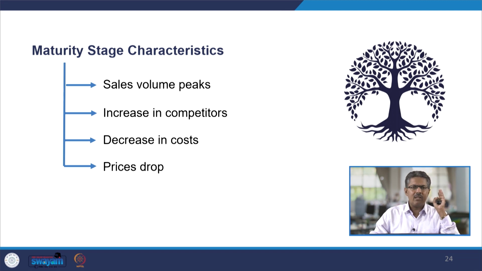Okay. The third stage is the maturity stage, where the sales volume peaks. Here the competition is very heavy, so the number of competitors will increase. Obviously, the number of competitors cannot be as high as in other industries, because B2B has its own limitations of entry barriers. Costs will decrease and prices will drop, because many people are producing and the early mover advantage has been taken up by the pioneering company. So now they will try to drop the cost and try to beat the competition.